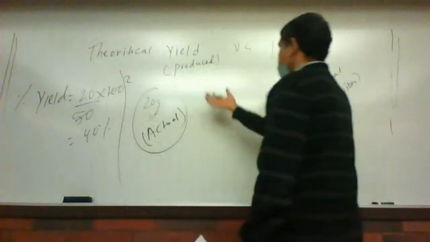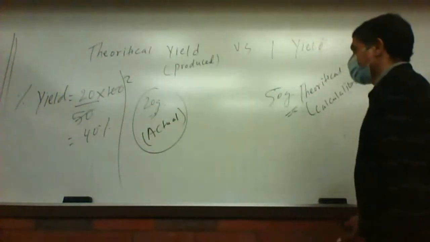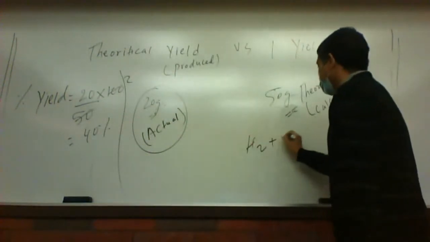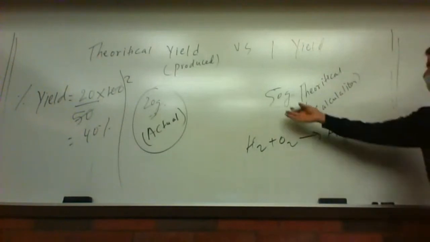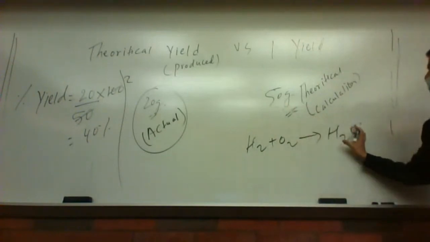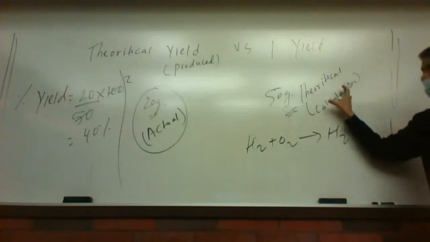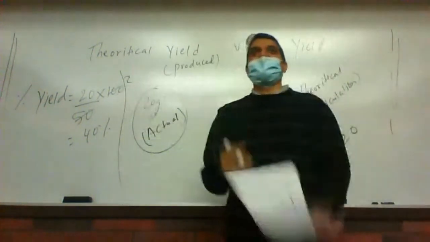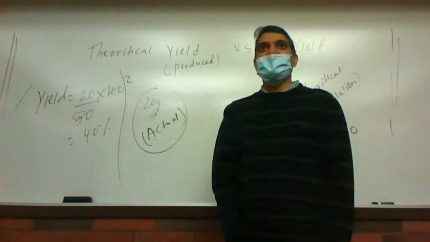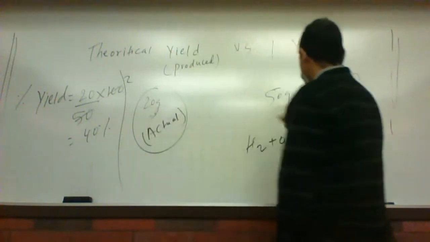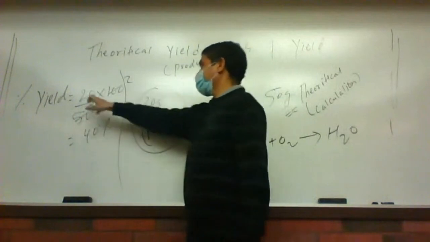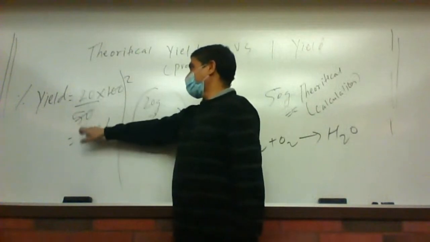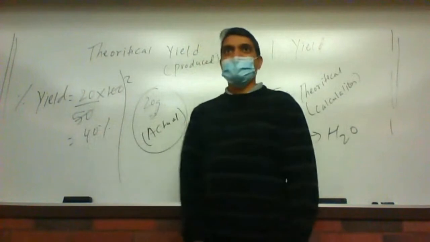In this reaction, you mix hydrogen and oxygen, you do the reaction, and you produce some water. You are expecting to get 50 gram of water from this reaction by calculation, but you only got 20 gram on doing the actual reaction, right? So this is the actual, 20 gram. This is the theoretical. So 20 by 50, actual by theoretical, gives you the percent yield.